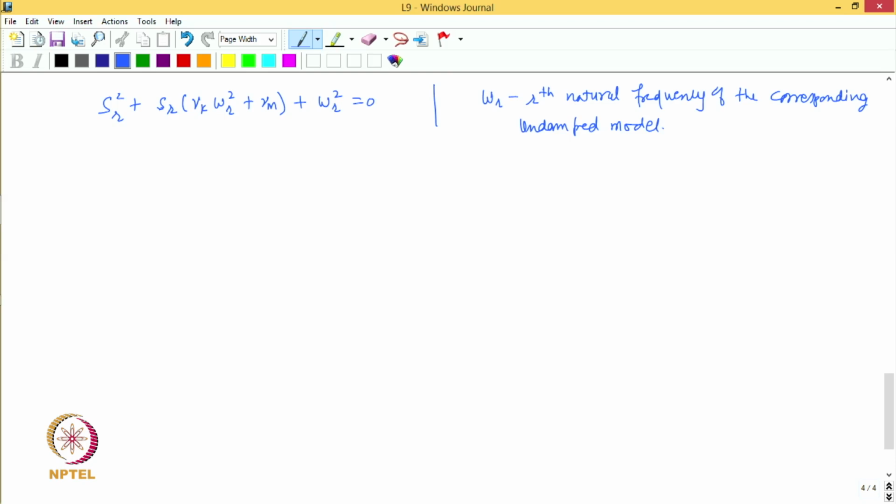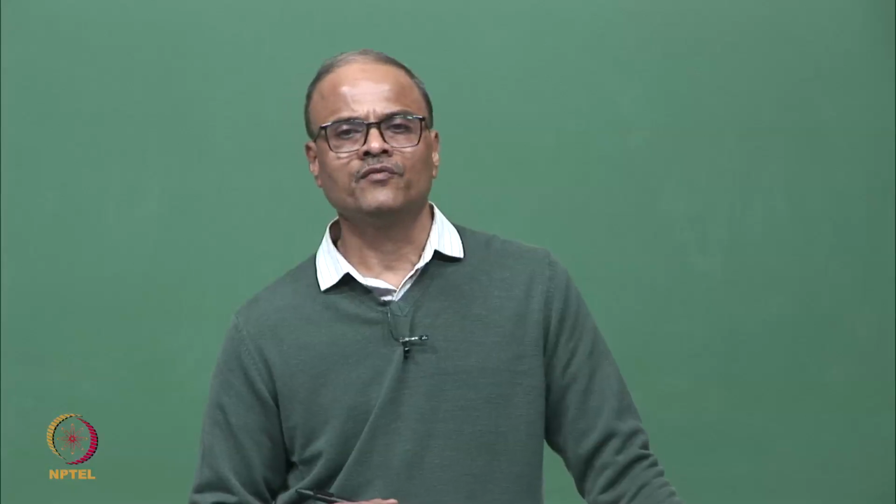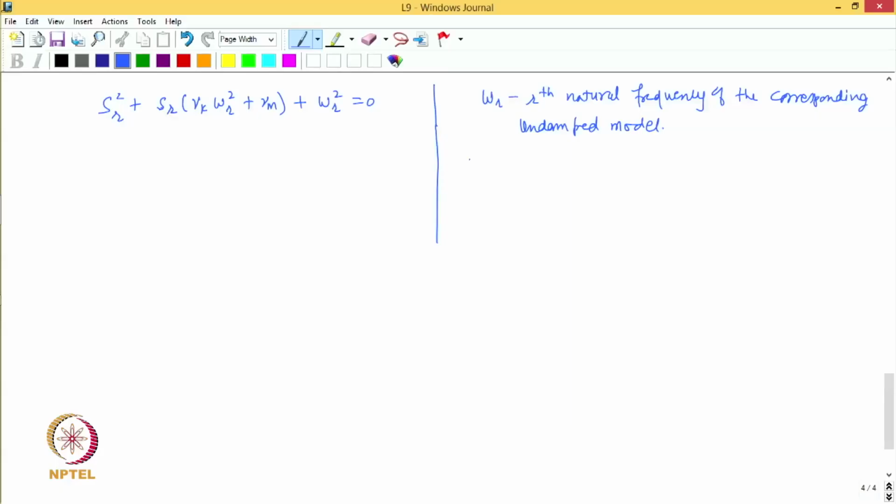Now this equation is in a form similar to the characteristic equation we get for a single degree of freedom system. For a single degree of freedom system with viscous damping, the characteristic equation was m s square plus c s plus k equal to 0. If you divide by m, this becomes s square plus c by m s plus k by m equal to 0. And we have seen in the lecture on single degree of freedom systems that we can write this as s square plus 2 zeta omega n s plus omega n square.